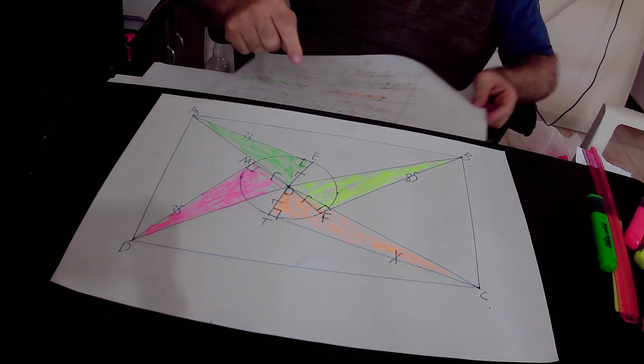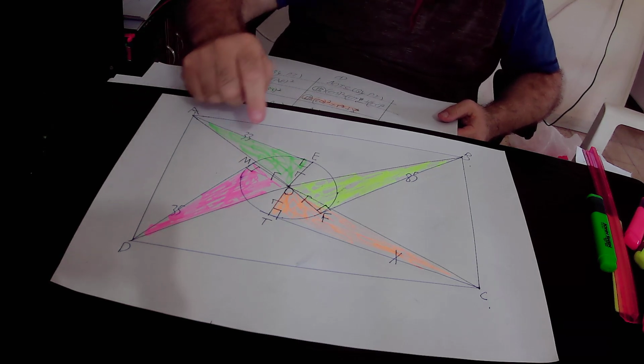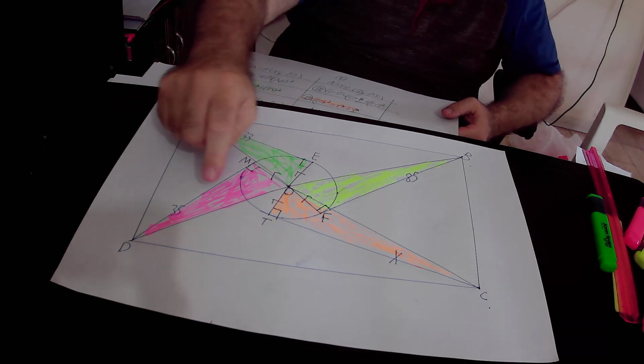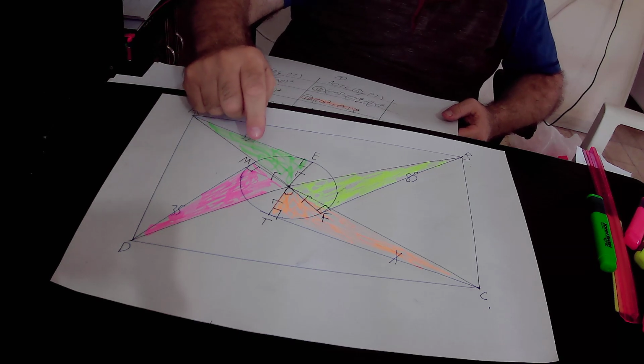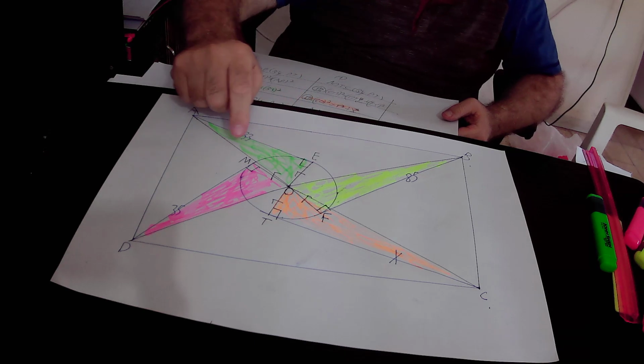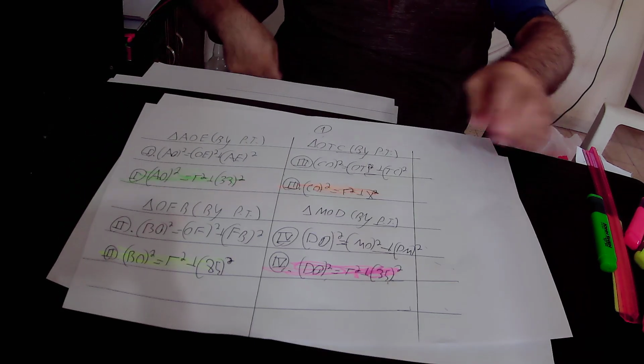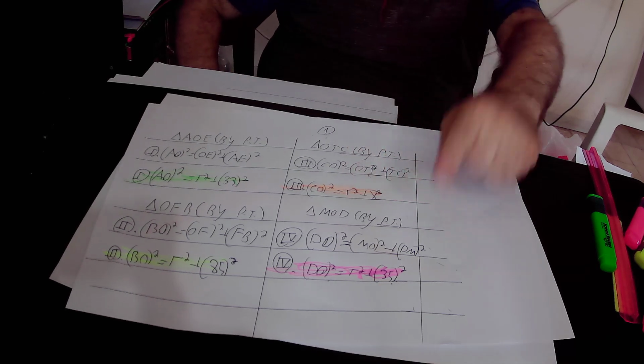Then we joined points D and O together by a straight line. In this way, we created the pink right triangle MOD. According to the Pythagoras theorem, in the pink right triangle, DO square equals MO square plus MD square. Repeat again: DO square equals MO square plus DM square.